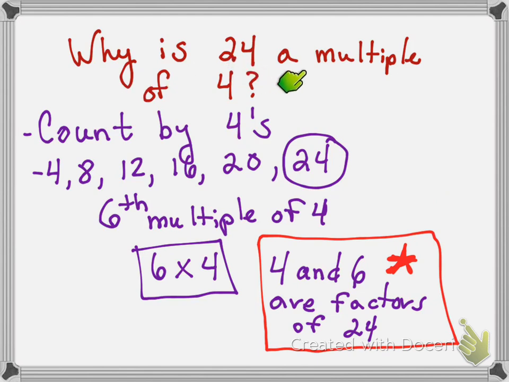So, why is 24 a multiple of 4? Well, first we're going to try counting by 4s: 4, 8, 12, 16, 20, 24. Let me circle that. The sixth multiple of 4 is 24. So if we go like this, 1, 2, 3, 4, 5, 6. This is the sixth multiple of 4, and it's 24. And look at our multiplication fact: 6 times 4 is 24. So 4 and 6 are factors of 24.